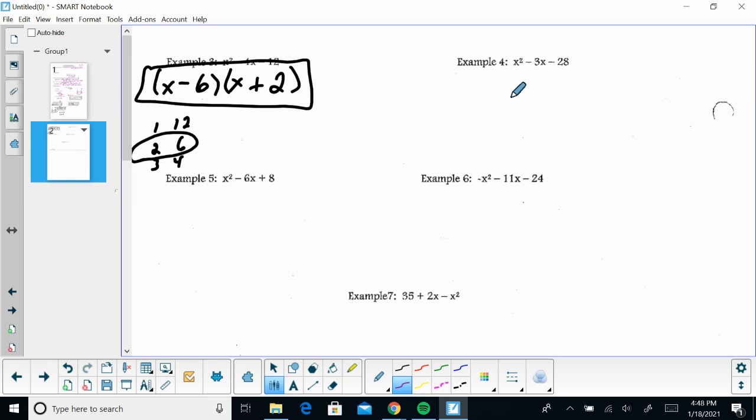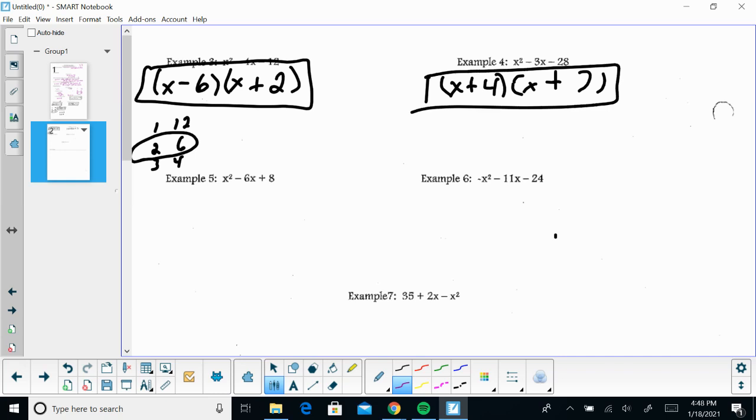Let's take a look at this guy. This one, what can we do? Looking for two numbers that add to get me negative 3, but multiply to negative 28. How about 7 and 4? 7 times 4 is 28, and negative 7 plus 4 gets me negative 3. So this could be my factored version.